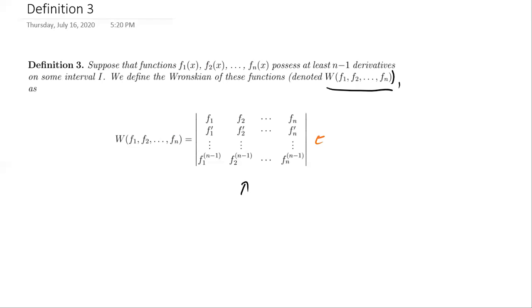So for example, if you have 5 functions and you want to compute their Wronskian, you need them to be at least 4 times differentiable on some interval. If you have 8 functions and you want to compute their Wronskian, they have to be at least 7 times differentiable on some interval. Meaning that you can take the derivative 7 times.